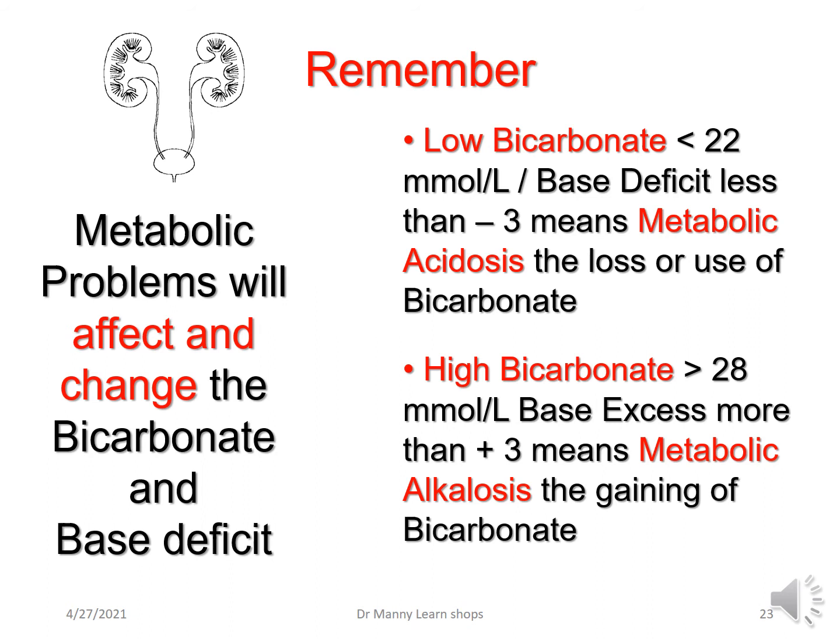A high bicarbonate of greater than 28 millimoles per litre is a base excess. And this means that you've got more than +3. And this means that you've got a metabolic alkalosis and you're gaining bicarbonate in your body, or maybe you're losing acid somewhere. So the proportion of base and acid becomes disproportionate. But typically, think of a metabolic alkalosis as where you're gaining bicarbonate. But don't forget, you might be losing acid.